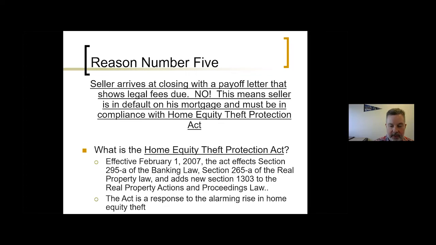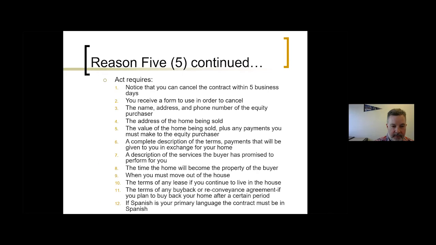when we see that there's legal fees due, this brings the property into the Home Equity Theft Protection Act. Now, that was established effective back in February of 2007 under Section 295-a of the Banking Law and Section 265-a of the Real Property Law. And it was a response to, at the time, the alarming rise in home equity theft. There's a list of everything that the Act requires.